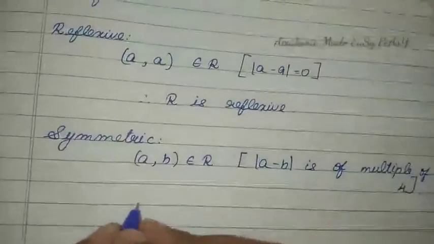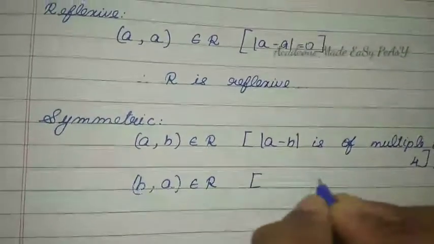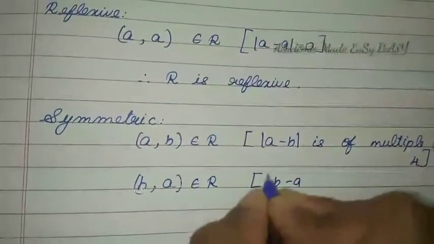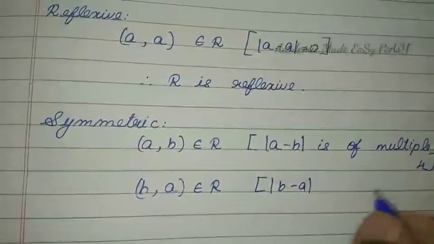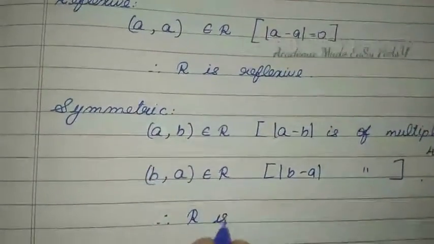Multiple of 4. So if I take B comma A also, it proves this fact, that is modulus B minus A is a multiple of 4. Therefore, R is symmetric.